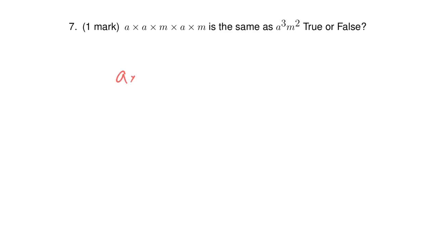So I'm going to rewrite this as a times a times a, because I've got 3 of them. There's this one, and this one. And then I'm going to put my m's back in, of which there are 2. So I can rewrite it like this. It's the same thing. Now I can go through and see, well, I've got 3 of those and 2 of those. And because they're all being multiplied, I can simplify them to read a cubed times m squared.